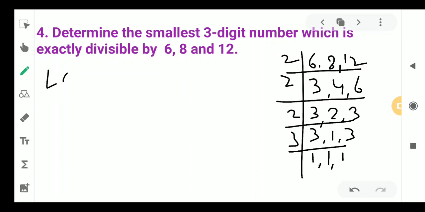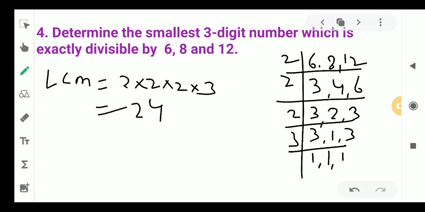Now LCM is 2 into 2 into 2 into 3. This is coming 24. Now the LCM for these three numbers is coming 24. Now we have to find which is the smallest three-digit number divisible by all. Now children, this is the smallest number divisible by all three, meaning the first common multiple. Now if we have to find other numbers which are divisible by all of these, there is a pattern. Whatever LCM you get, you take the table of that. So whatever number is coming in the table of that number, all will be divisible by that particular number.